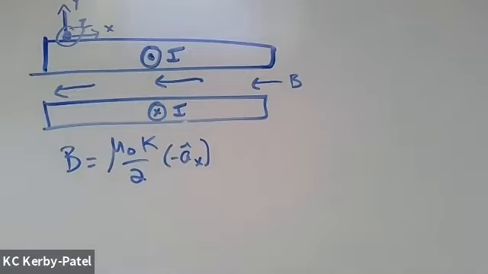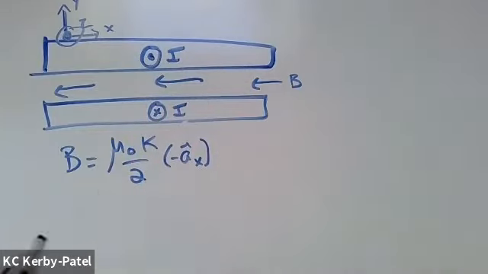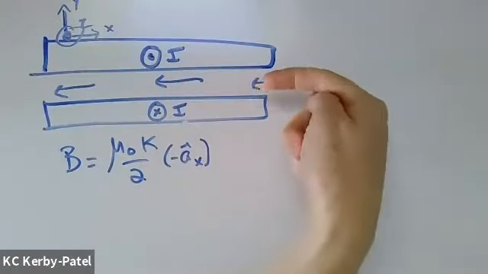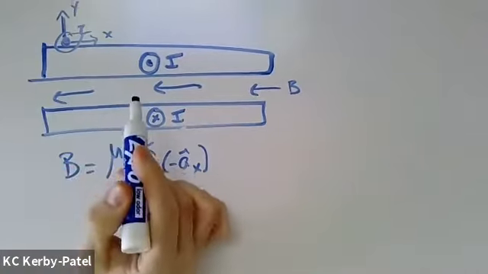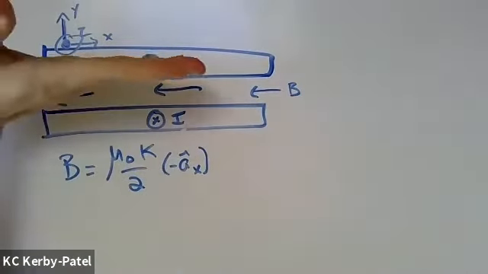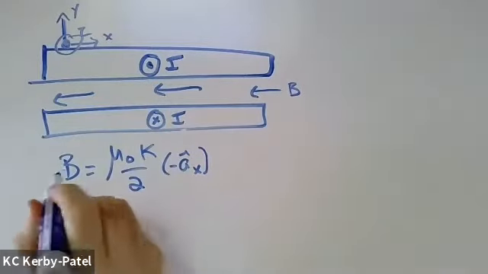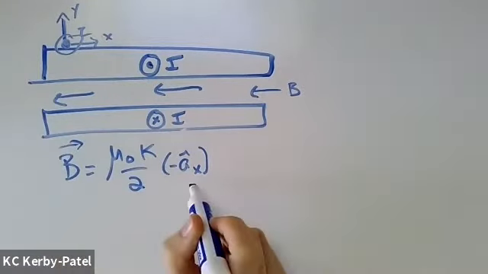So here's my diagram of the problem that you were solving. I've got a current coming out of the board here, a current going into the board here. Using the grab the wire method, I find that the magnetic field between the plates is pointing that way. I've defined my coordinate system up here so that x cross y equals z. So z is out of the board along the direction of the current, which means that my magnetic flux density is in the minus x direction.